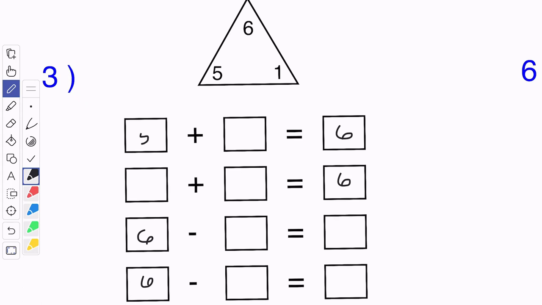6, 6, 6, and 6. 5 plus 1, 1 plus 5. 6 minus 5 equals 1. 6 minus 1 equals 5.